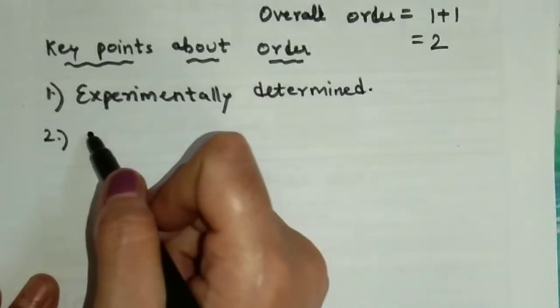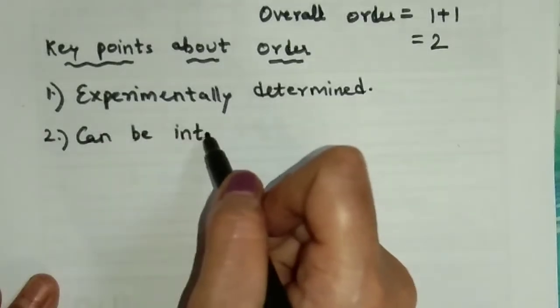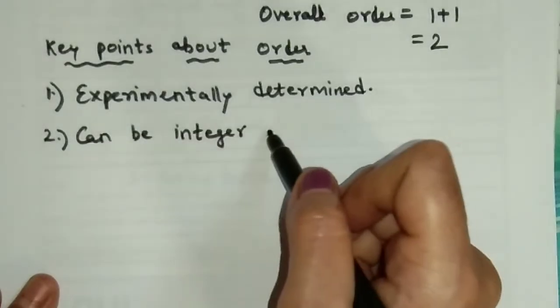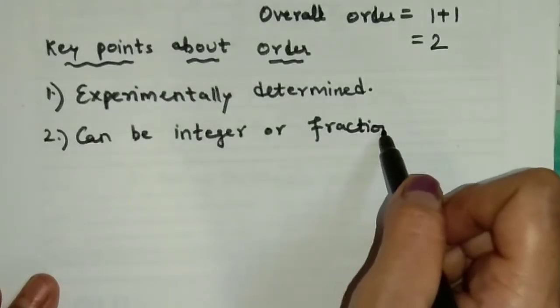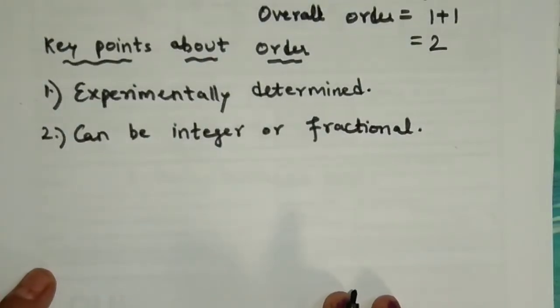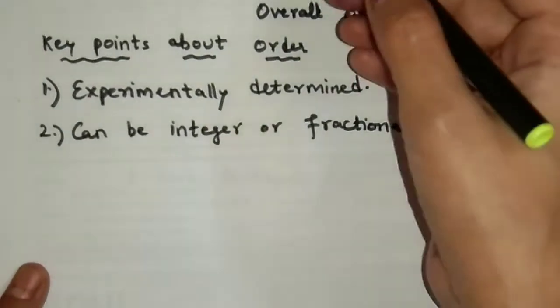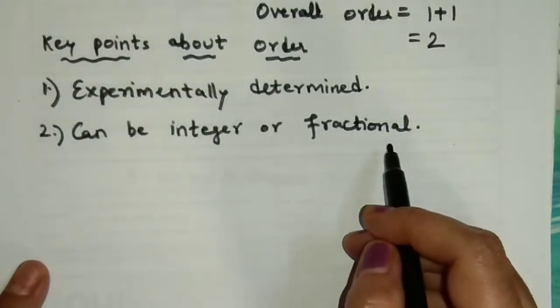The second point to be remembered is that it can be an integer like 1, 2, 3, or it can be a fraction also. It can be fractional also. It is not necessary that the order of the reaction is always an integer like 1, 2, 3. It may be fractional also.